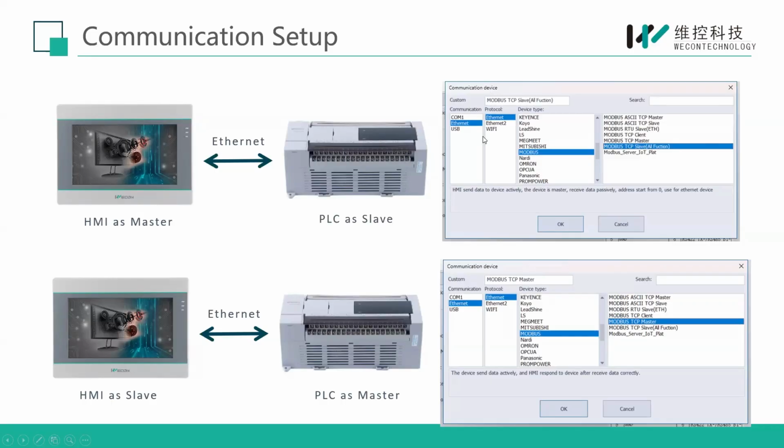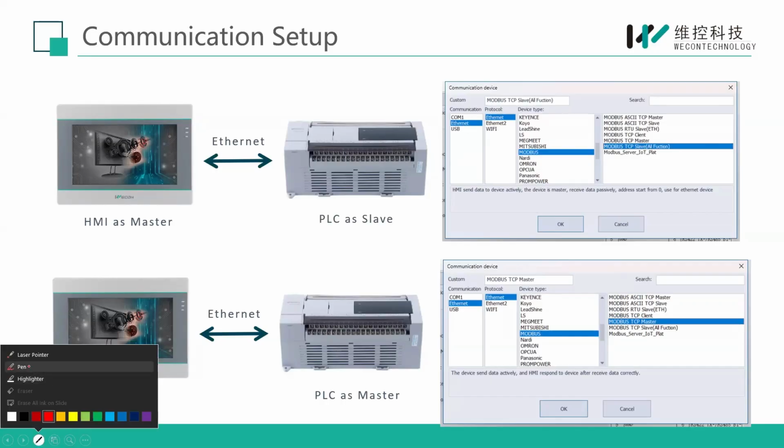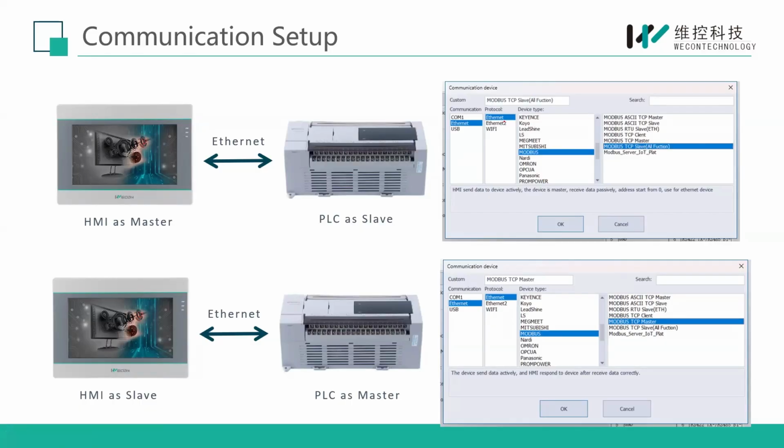So here is the solution: go to the Ethernet communication and select the protocol Ethernet, select device type as Modbus, and you have to select, like on the HMI, Modbus TCP slave all functions. So both concepts are the same in RTU and TCP communication. If your HMI is a master and it will communicate with any slave device, you have to select here Modbus TCP slave all function.